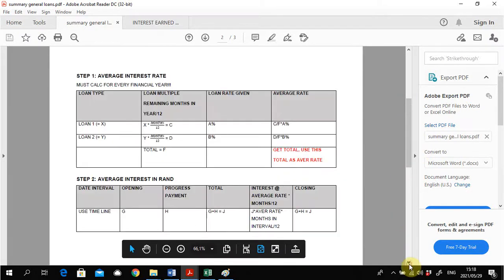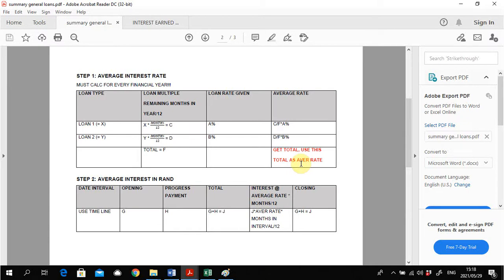If we look at the second page of the summary that I've made, I started with step 1 and I spoke about the average interest rate, and I've just used some alphabet letters to demonstrate the calculation that needs to be done. So you have loan 1 and loan 2, and I called them X and Y. And X and Y need to be adjusted for the months within that financial year. And please remember that an average interest rate needs to be calculated for the following financial year as well.